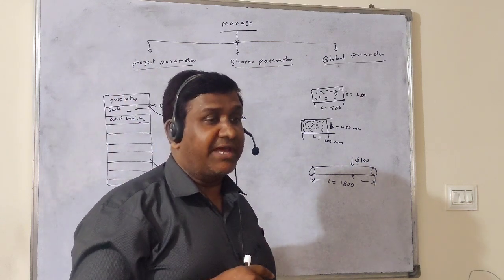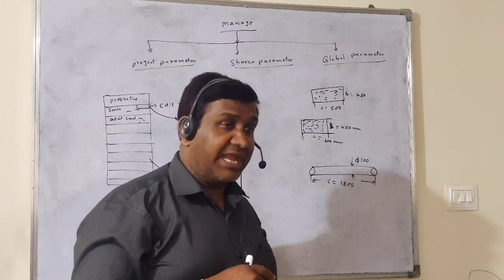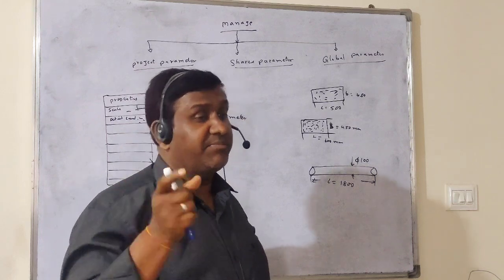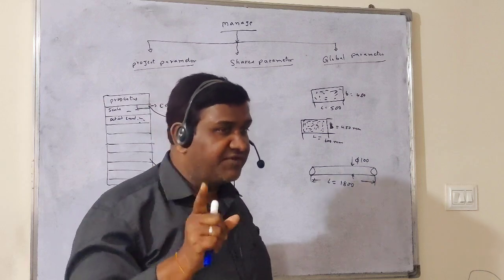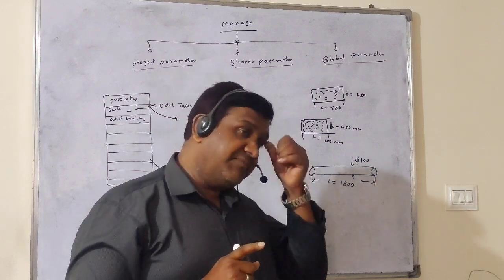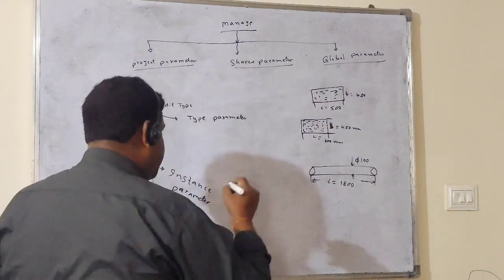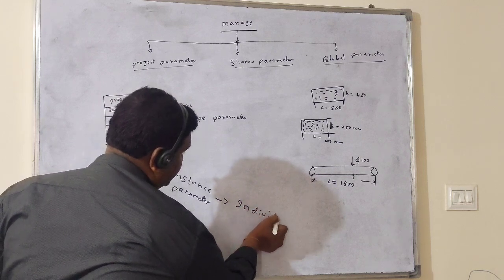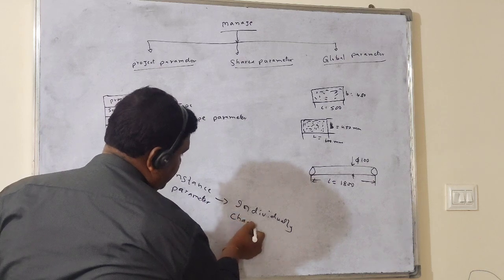So type parameters are such that if you want to change something entirely, in all areas, you have to keep that parameter in type. If you want to change each and every entity individually, then you have to give the parameters as instance. So instance is nothing but individually changing parameters. Individual or unique, that is instance.